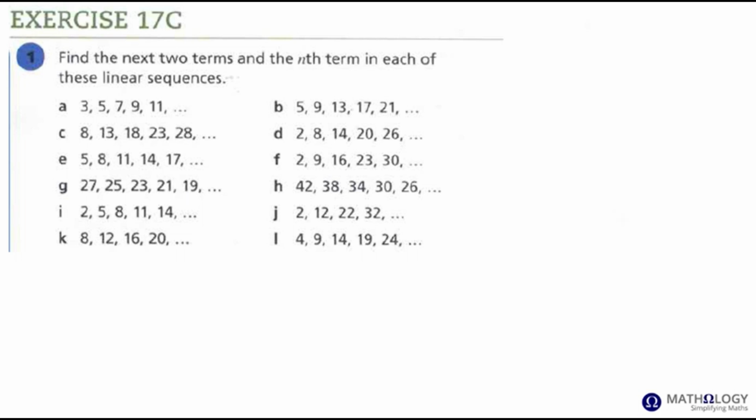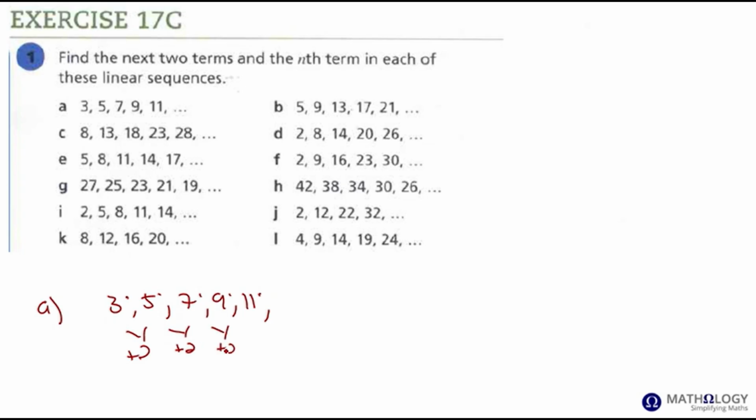Exercise 17C. We're required to find the next two terms and then the nth term in each of the linear sequences. Okay, so 3, 5, 7, 9, 11. The next two terms, we are adding 2.